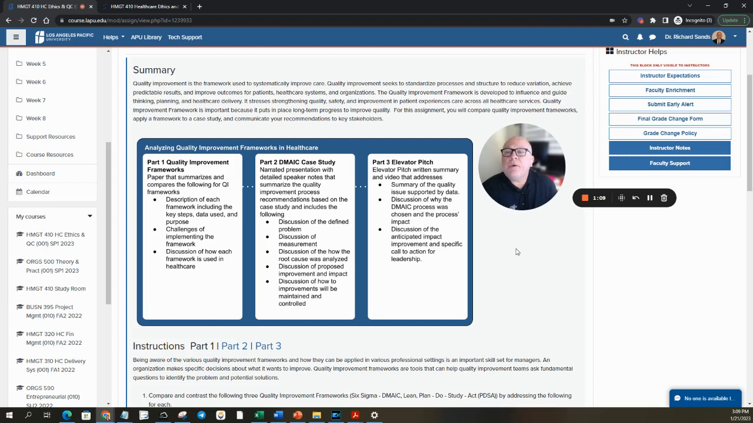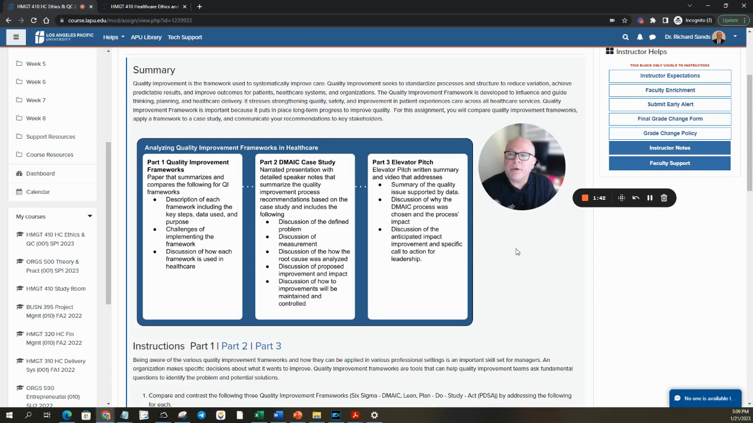Quality improvement framework is important because it puts in place long-term processes to improve quality. For this assignment, you will compare quality improvement frameworks, apply a framework to a case study, and communicate your recommendations to key stakeholders. All right, so what does that mean? I mean, there's a number of quality improvement frameworks out there that we'll touch on here at the bottom: Six Sigma, Lean, PDSA.